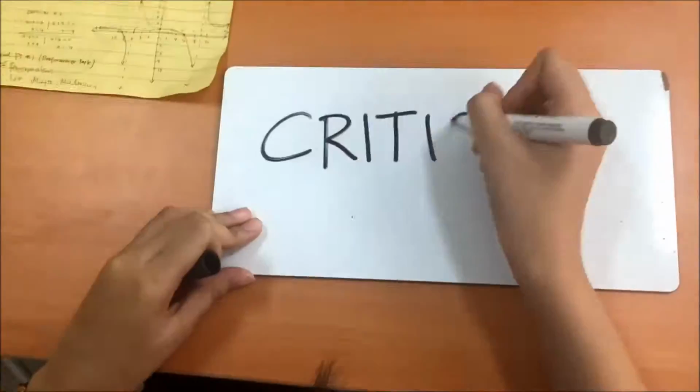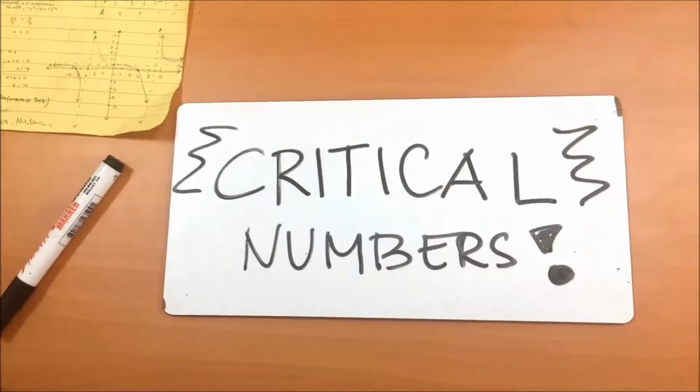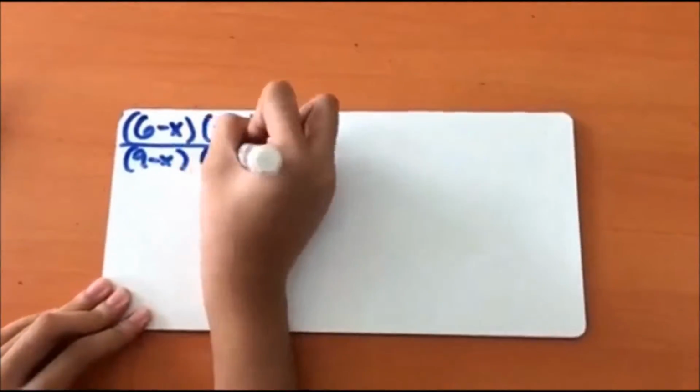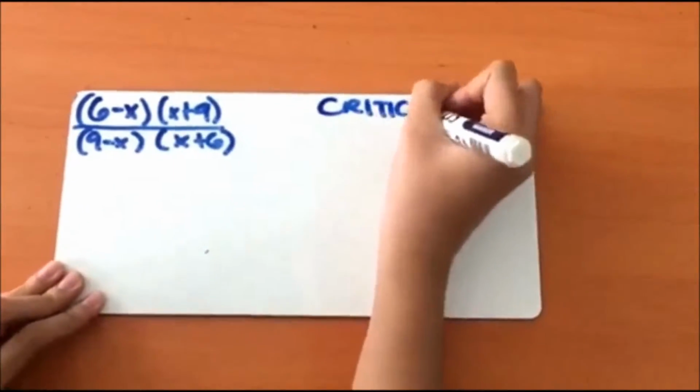Hi, I'm Jasini and I'm going to teach you the critical numbers and the table of values. In finding the critical numbers, you must equate all factors to 0 and find the values of x.